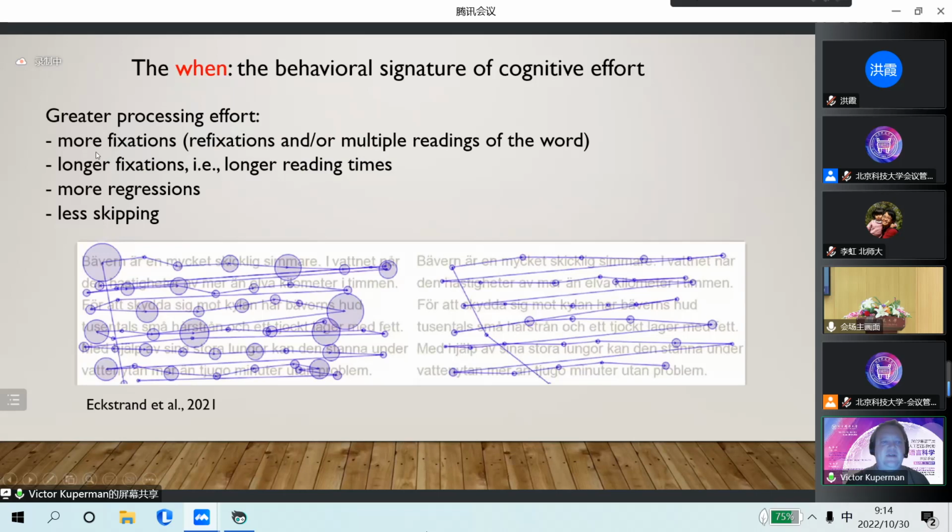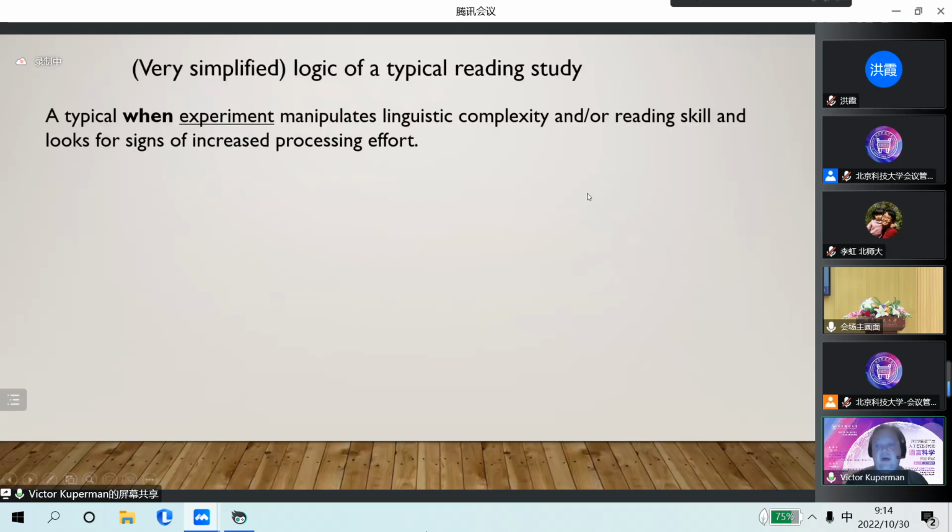reflects itself in more fixations, longer fixations, a larger number of regressions, that is looking back, and a lesser amount of skipping. There are fewer words that are skipped by a poor reader than by a good reader in the text. So with this knowledge, we can create experiments that manipulate linguistic complexity or the reading skill and look for the signs of increased processing effort.